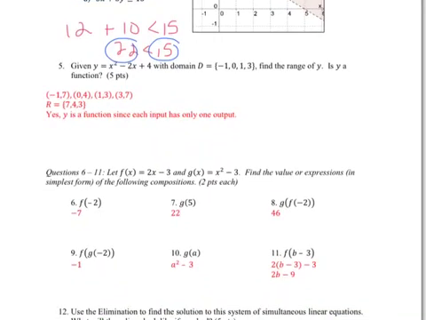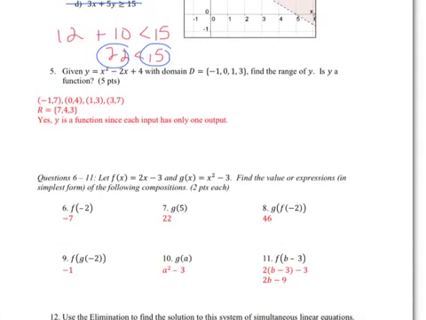Given the equation y equals x squared minus 2x plus 4, this is a relation for now, with the domain of -1, 0, 1, and 3, find the range. And then finally, is y a function? So is this relation right here a function?